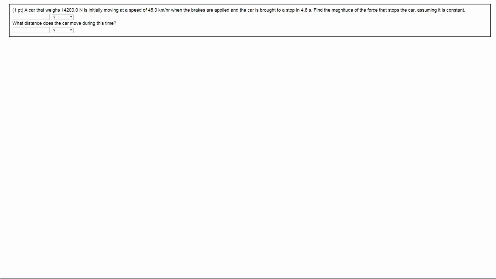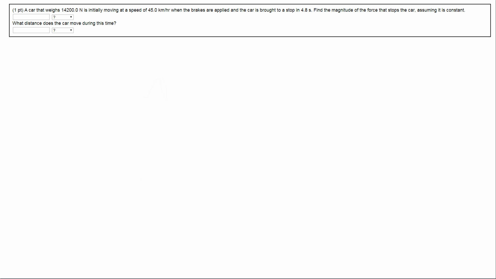Hello everyone. What I intend to show you in this video is how to approach the following problem. A car that weighs 14,200 newtons is initially moving at a speed of 45 kilometers per hour when the brakes are applied, and the car is then brought to a stop in 4.8 seconds. Find the magnitude of the force that stops the car, assuming that it is constant.